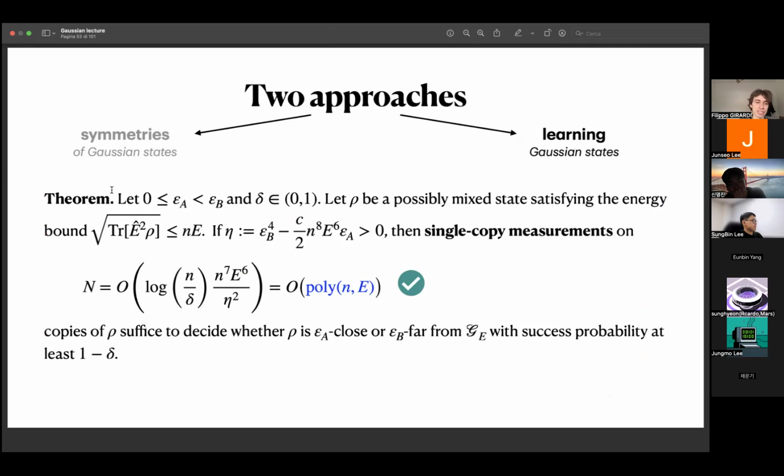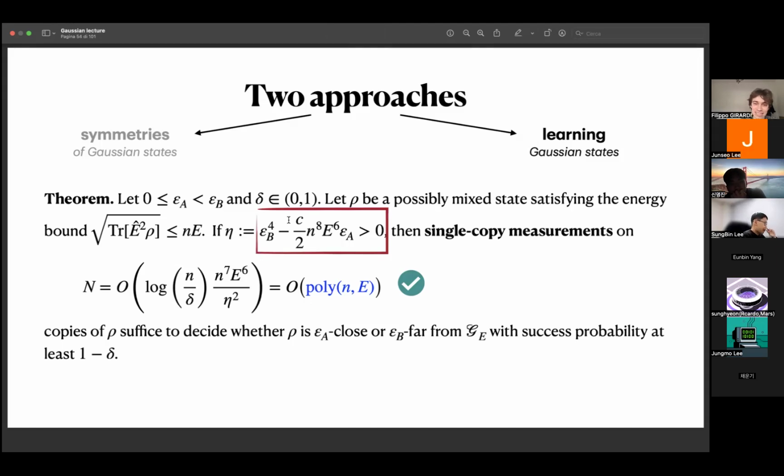So in the end, the theorem can be phrased like this. If rho is a possibly mixed state satisfying the second moment energy bound, and if epsilon A and epsilon B are chosen in order to satisfy this inequality, then single copy measurement and a polynomial number of copies of rho are sufficient to solve this property testing problem. So you may wonder why we have this ugly inequality.